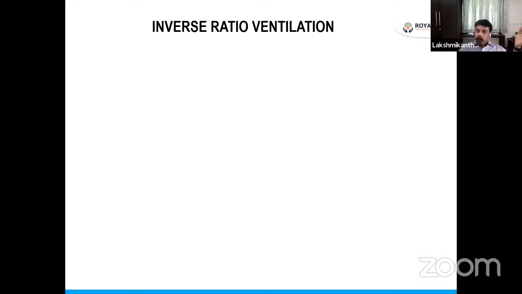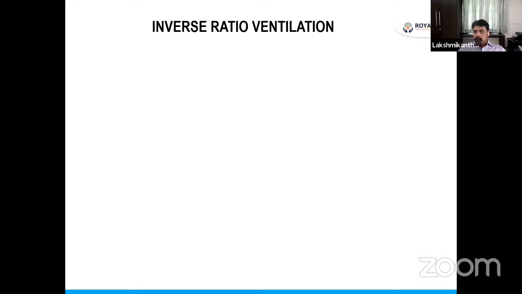We all know that expiration is a passive process. It needs more time when compared to inspiration. Once you start coming down on the expiratory time, what happens is that alveoli don't empty completely. It starts accumulating more and more amount of air at the end of expiration, and it can cause auto-PEEP. So always what we keep is an IE ratio of around 1:2.5 or 1:3 to maintain adequate expiratory time to remove the carbon dioxide completely.